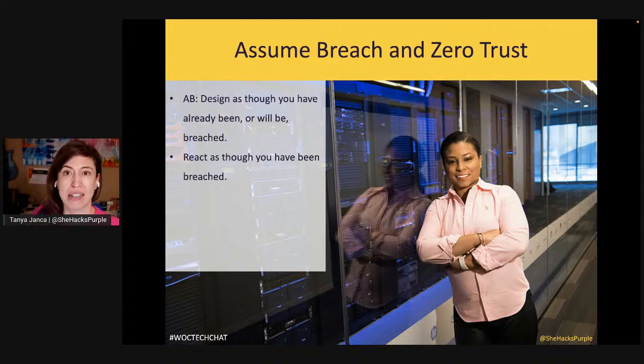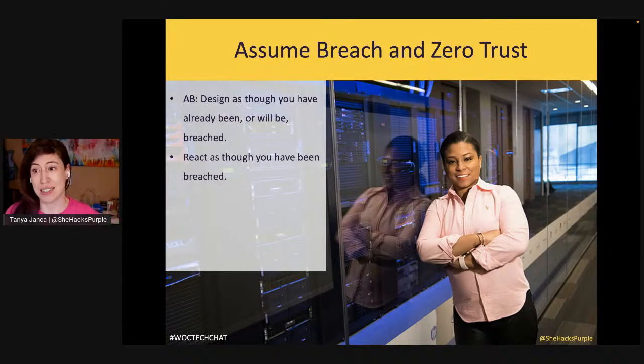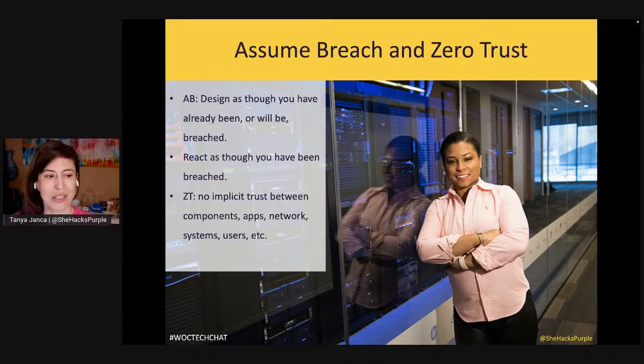Assume breach could mean the way that you plan out your network or your application. So actually, let's go into zero trust so I can explain how the zero trust design is an assume breach design. Zero trust means there's no implicit trust anymore in any of our systems. So we don't implicitly trust between components, apps, network systems, and sometimes even within your own app. So what does that mean?